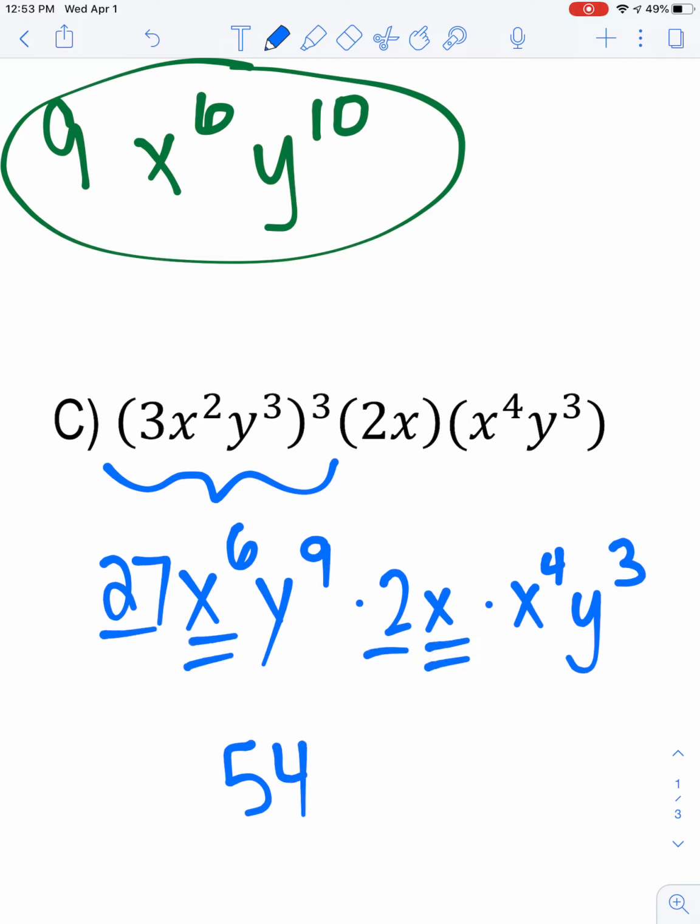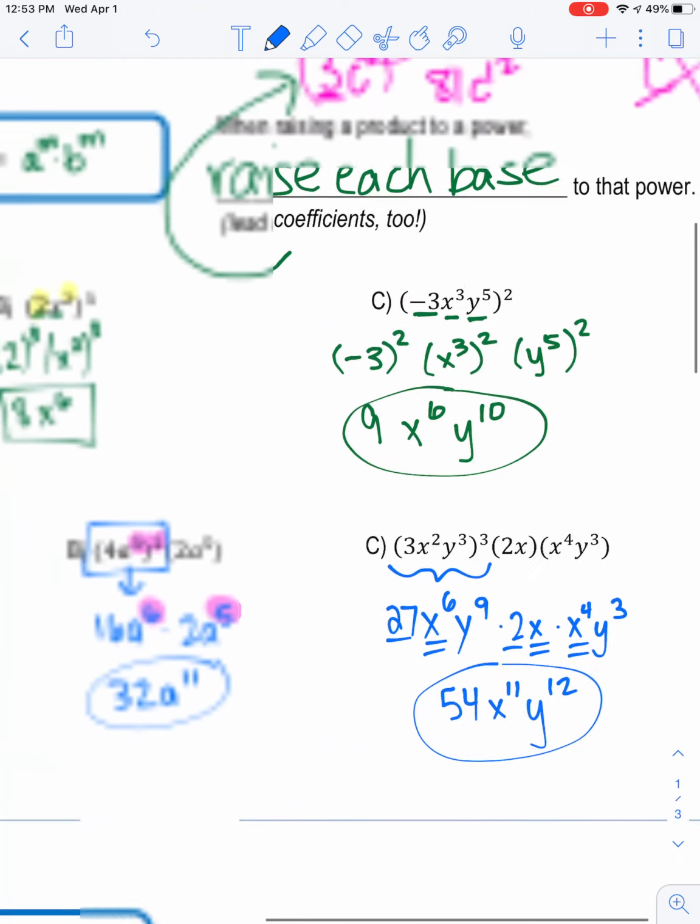Then if I look at the x's, x to the 6 times x to the 1 times x to the 4 is x to the 11th. 6 plus 1 plus 4. Y to the 9 times y to the 3 is y to the 12th. 9 plus 3 is 12. So that should be your final answer on part C.